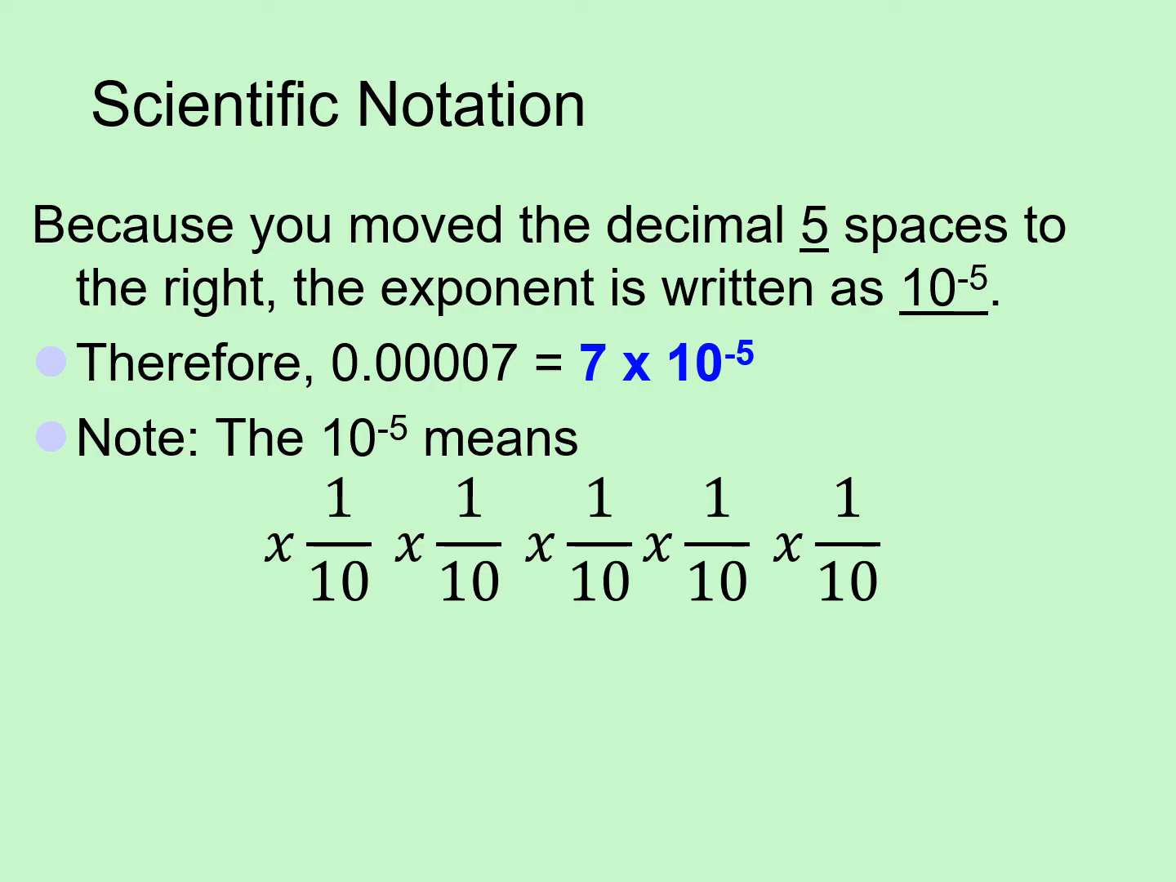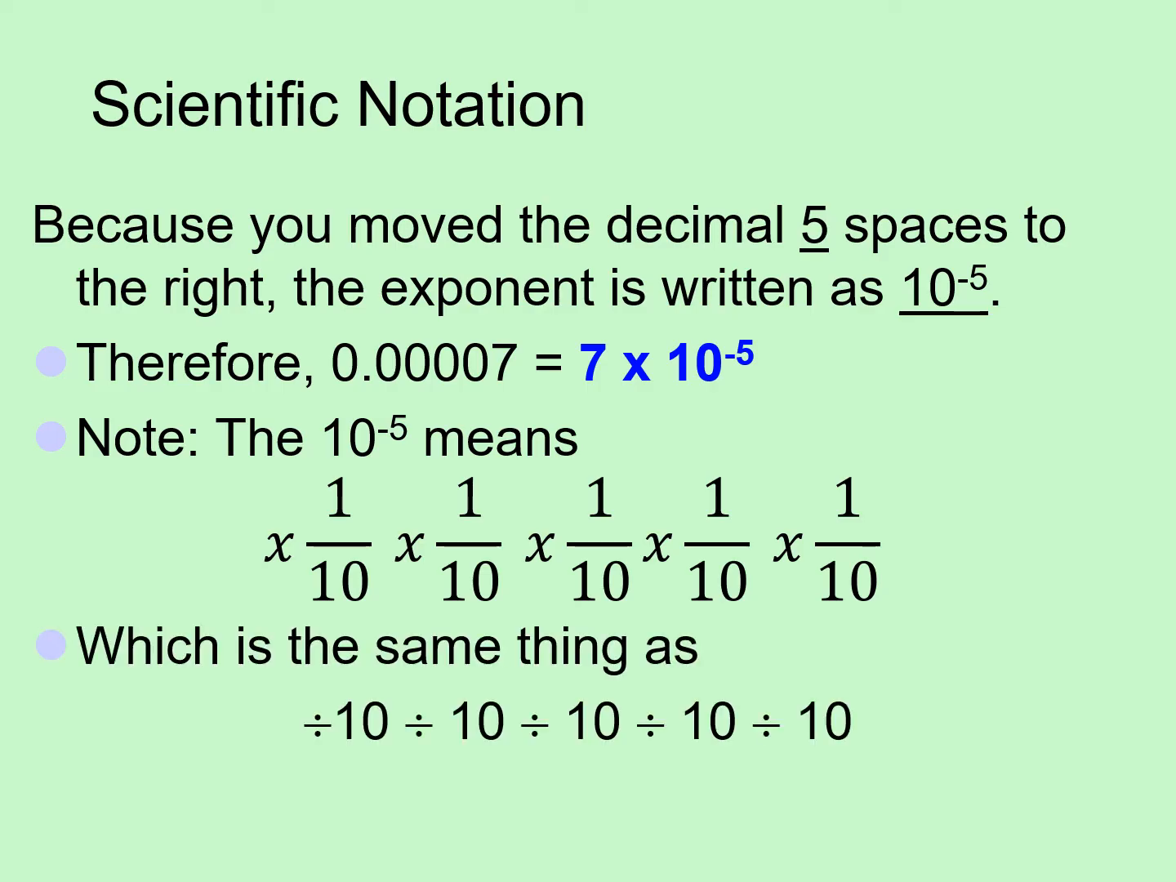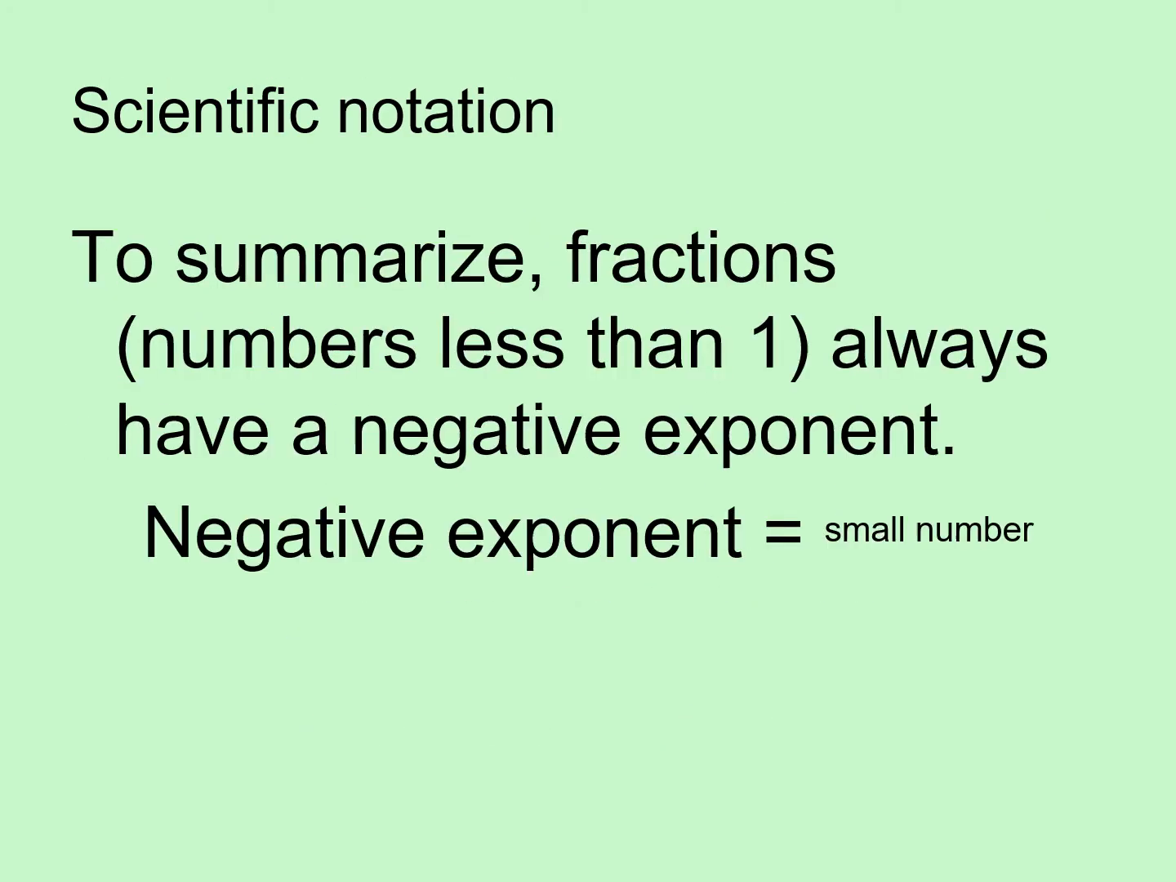Remember that 10 to the minus 5 literally means times 1/10 times 1/10 and so on 5 times, which is equivalent to dividing by 10 5 times. They are exactly the same result, so it doesn't matter which way you think about it. So, if your number is a small number, you will have a negative exponent. If your number is a big number, bigger than 10, it will have a positive exponent when you convert it to scientific notation.